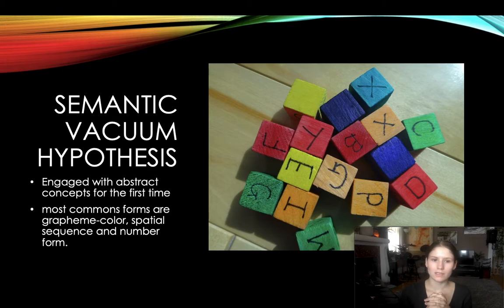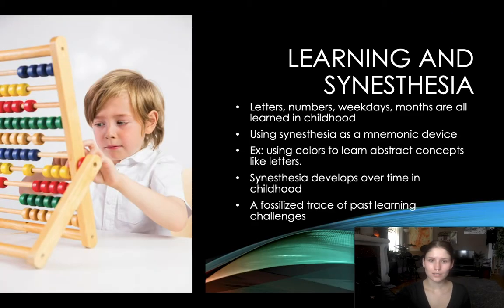And what supports this is that the most common forms of synesthesia are grapheme-color, spatial sequencing, and number forms, which are all different abstract concepts that are taught at a young age. So there is a connection between learning and synesthesia. Kids are learning letters, numbers, weekdays, months, all in childhood.